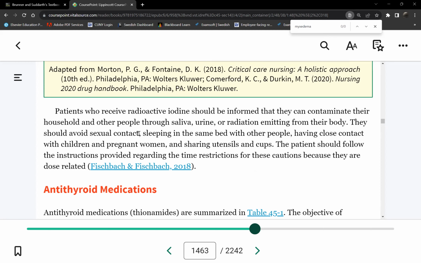No sexual contact. Again, how do you have sex with no contact with fluids, right? And you may have sex 3 feet away? No. Sleeping in the same bed with other people, again, 3 feet. So 3 feet distance. No contact with pregnant women, obviously, and no cups or utensils, silverware.